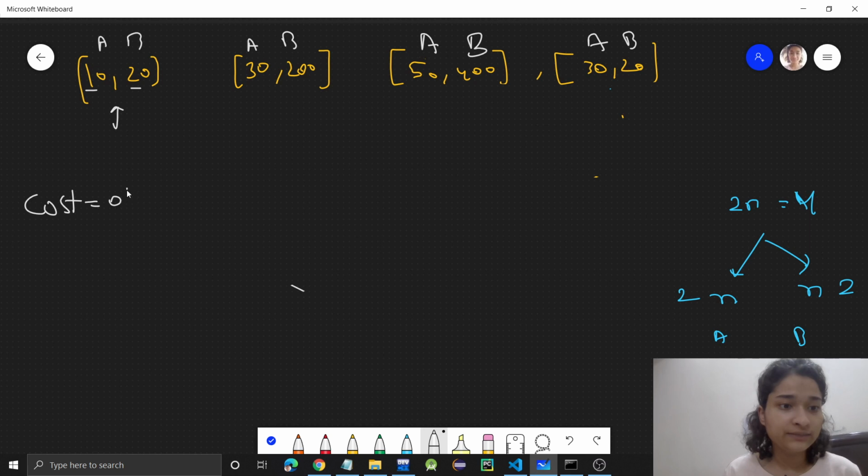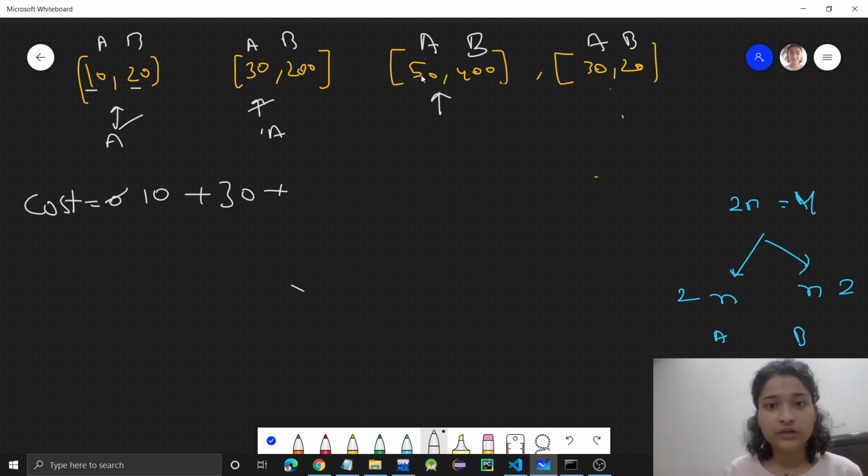I will come to this person. 10 is less, so 10, and this person has gone to city A because 10 was less. Then we'll go to the second person. This will again choose city A. 30, here also city A is chosen. Now it will go to this person. Here also again 50 is less, so city A is chosen. And then it will go to here. Here 20 is less, which is city B. So it will go to city B.